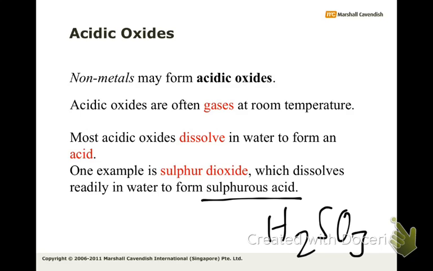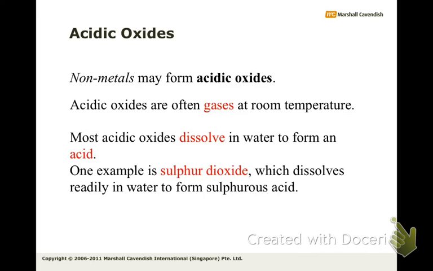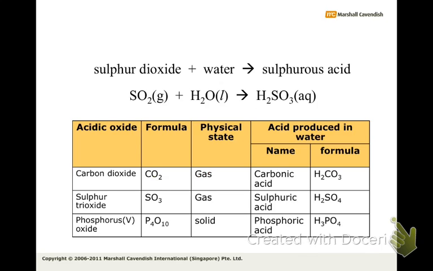Sulfurous acid is H2SO3, and then it can oxidize to form H2SO4, and H2SO4, as you know, is sulfuric acid. Let's say for carbon dioxide, when you dissolve it in water, it will form carbonic acid. Carbonic acid is found in soft drinks. Sulfur trioxide, when you dissolve it in water, will straight away form sulfuric acid. Phosphorus oxide will dissolve in water to form phosphoric acid.